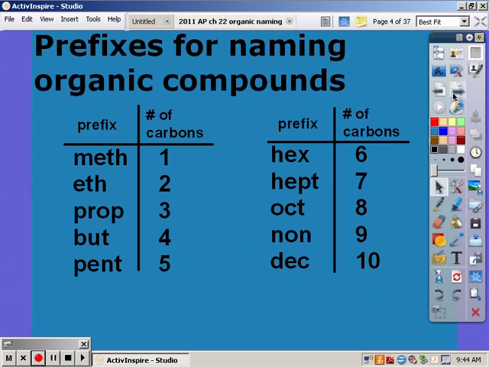You need to know the 10 prefixes for naming organic compounds. 1 is meth, 2 is eth, 3 is prop, 4 is but, 5 is pent, 6 is hex, 7 is hept, 8 is oct, 9 is non, and 10 is dec.